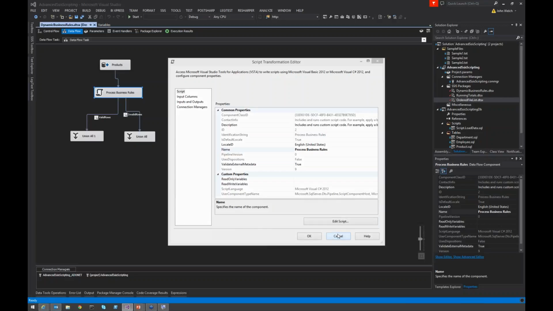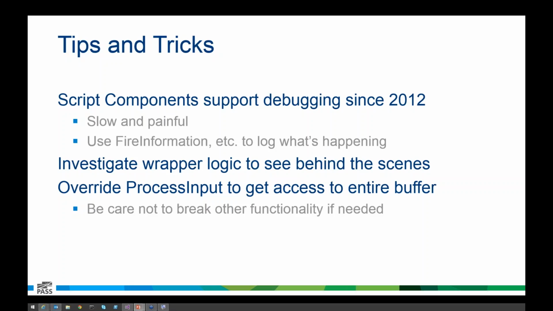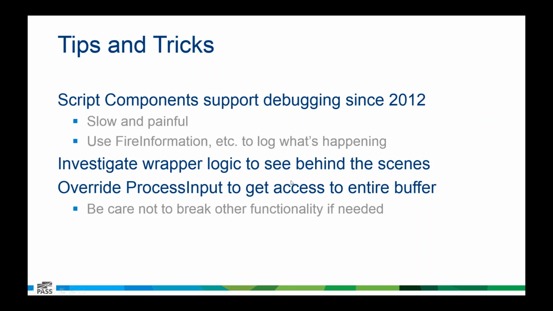One of the key things is if you want to do heavier processing, you can override process input and some of the other methods inside the script component. This lets you do some interesting things that can be much better from a performance standpoint. However, you have to be careful that you don't break other functionality in the script. So in a lot of cases, if you're overriding these methods, you still want to call the base implementation for the component just to make sure it still functions the same way.